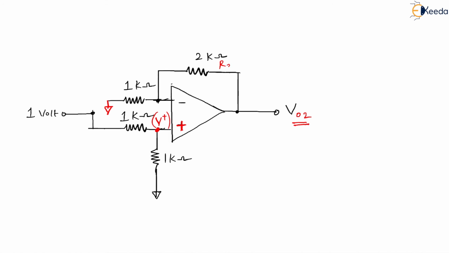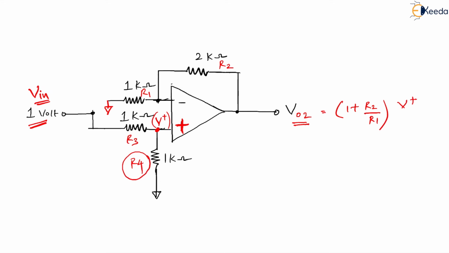So let me tell you once again, this is R2. Let me assume this one as R1. Let me say this is R3, let me say this is R4, and V02 is given as 1 plus R2 by R1 multiplied by V plus. Please understand, I'm not saying Vin, I say V plus because at the non-inverting terminal, the voltage applied is not 1 volt, guys, it is the voltage which is applied across R4. See carefully, at the non-inverting terminal, the real voltage applied is not Vin, it is the voltage which is nothing but V plus. I hope you understood that.